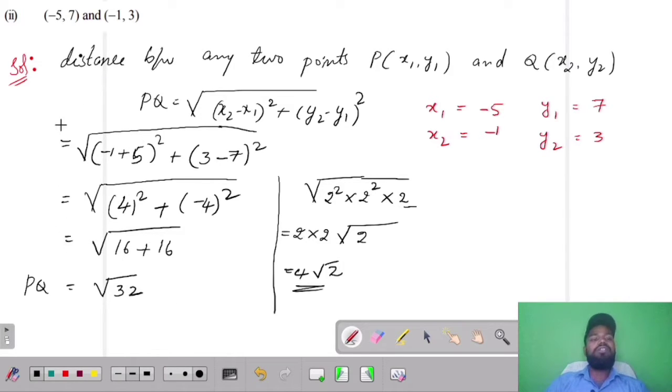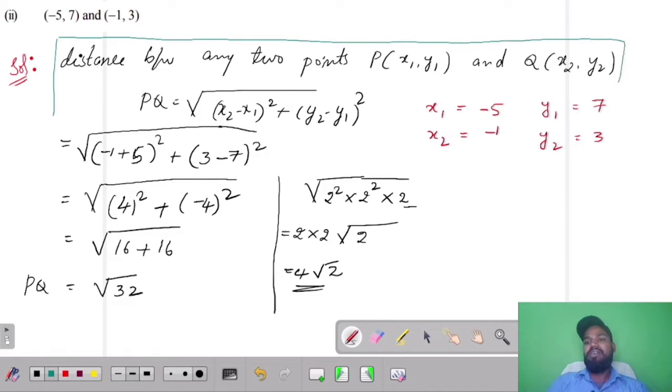So this is your second solution. What you have to remember here is the basic formula, the distance between any 2 points. If you know this formula, just substitute the values in the place of the variables, then you get the answer. So this is your second solution.